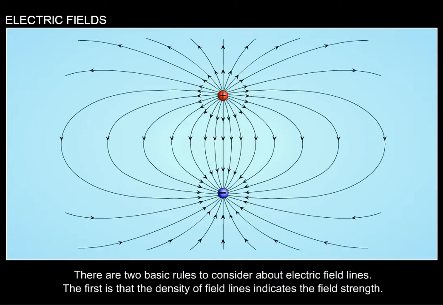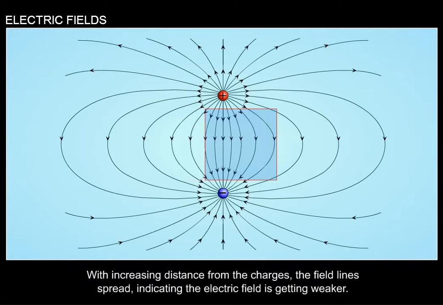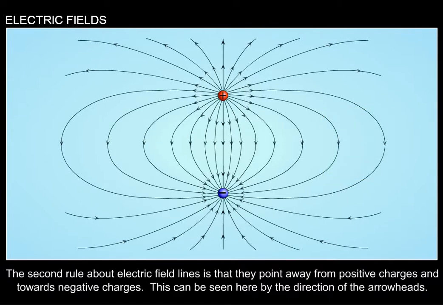There are two basic rules to consider about electric field lines. The first is that the density of field lines indicates the field strength. For example, here it can be seen that near both charges, the field lines are very close together. With increasing distance from the charges, the field lines spread, indicating the electric field is getting weaker. The second rule about electric field lines is that they point away from positive charges and towards negative charges. This can be seen here by the direction of the arrowheads.